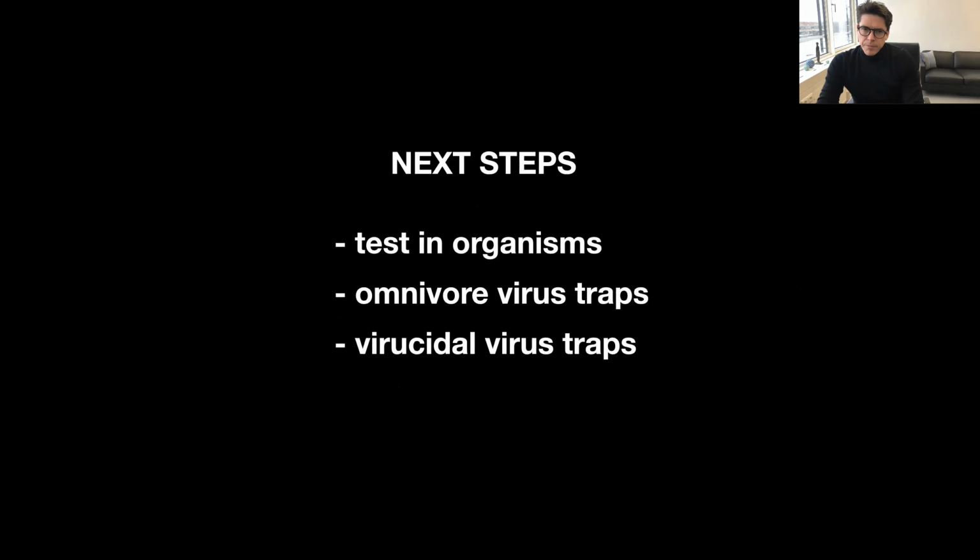Okay, so next steps for us with this virus trap is to test this in actual organisms. We could maybe make some omnivore virus traps, meaning shells which are functionalized so that they can target multiple viruses in parallel. And of course, we can include additional functionalities. You could think about putting in proteinases or phospholipases, basically enzymes which degrade virus proteins, and thereby really actively contribute to getting rid of this viral pathogen in the body.